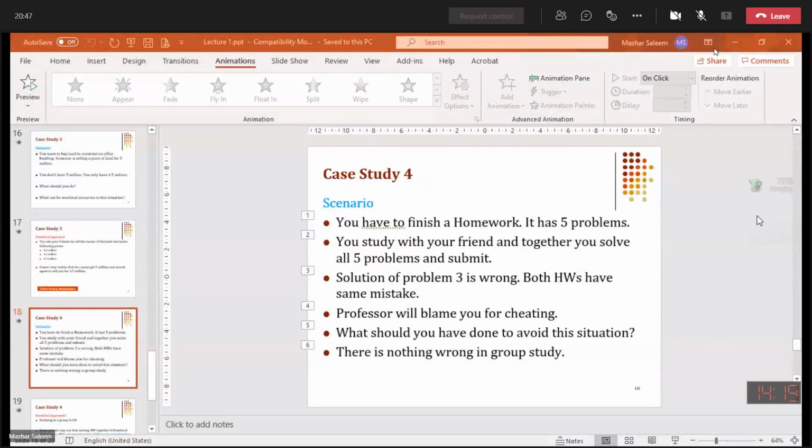You have 5 problems to do and you solve them together, and one of the problems has same mistakes, and that gives an idea to the professor that you guys have cheated. And professor points it out. So what's wrong in this situation? Farhan.